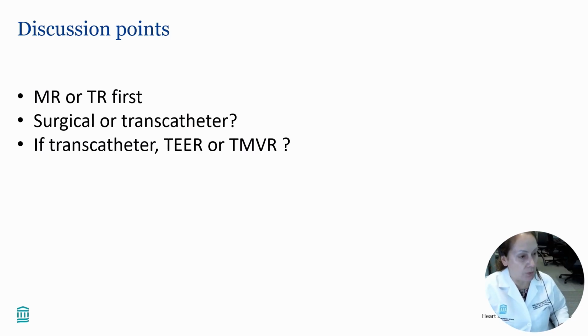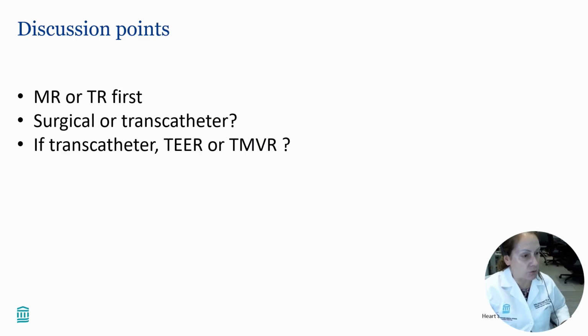So we had a long discussion with our surgeons and our interventionalists on whether the patient would benefit from treating the mitral or the tricuspid first. The answer is, of course, the mitral, which is more significant, severe, when compared to the TR, which is moderate, as I already told you. And we finally felt that it would be important to do a transcatheter approach because the patient was at high risk for a surgical approach.